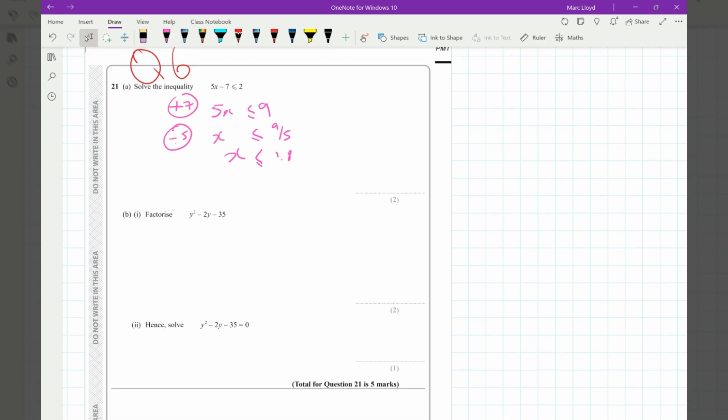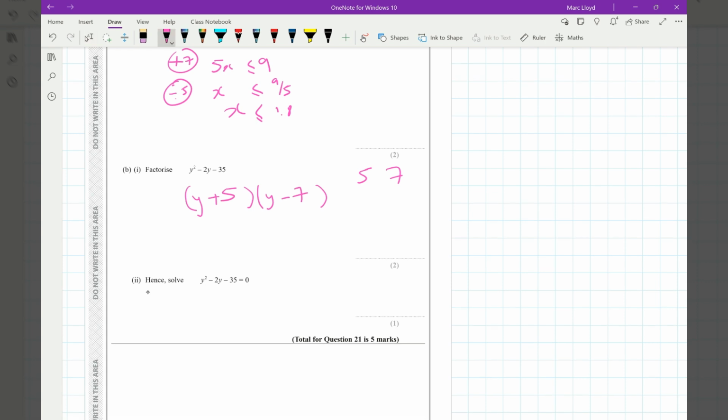Okay, factorize. So we've got a y squared in front. That means that at the start of both of these brackets, you're going to have the letter y. We need two numbers that multiply to make negative 35. So we're going to have a plus and a minus. And then we need a combination that's going to add to 2. 5 and 7 are the ones we want. Then because it's going to be a negative outcome, we'll have the 5 as the positive and the 7 as the negative, so that when they're combined, we have a minus 2.